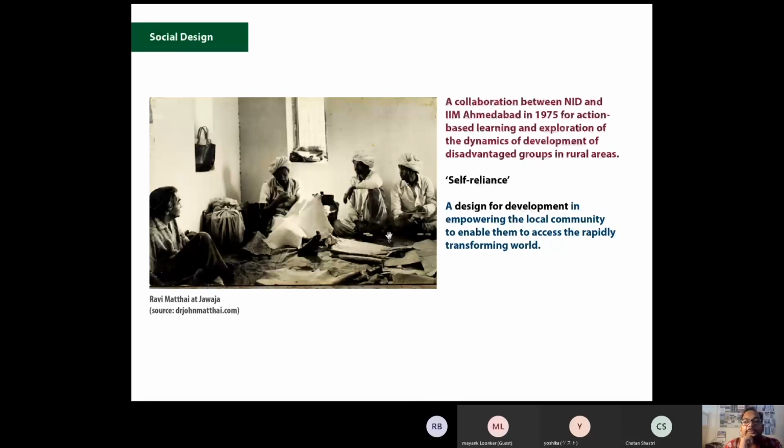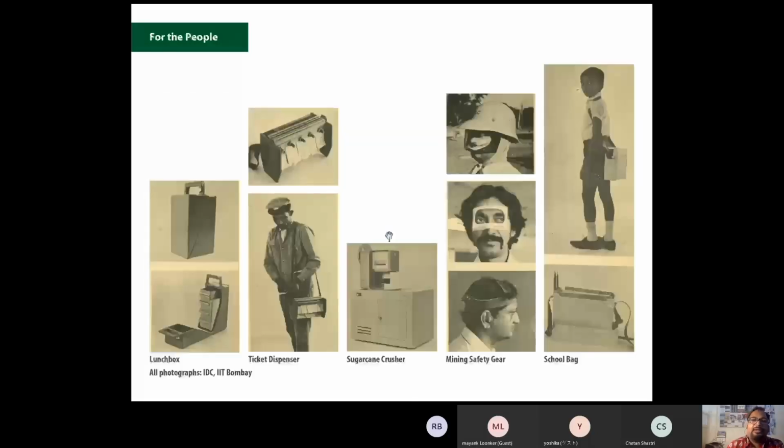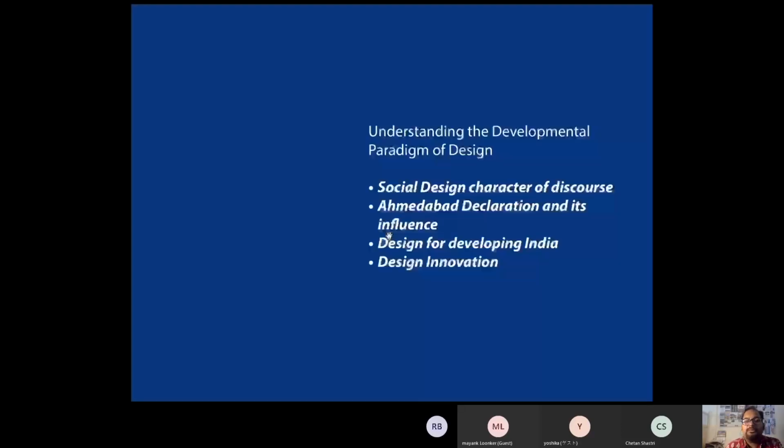The group went to a place known as Javaja, where the idea was to empower the community through design, or how they can uplift the community. This was one of the earliest examples of social design. Even if you look at the discourse at IDC, all the projects are around people. They are trying to solve people's problems, especially for marginalized groups. One thing we can see is that they were majorly institutional projects, so the engagement was with the people, but through certain institutions.